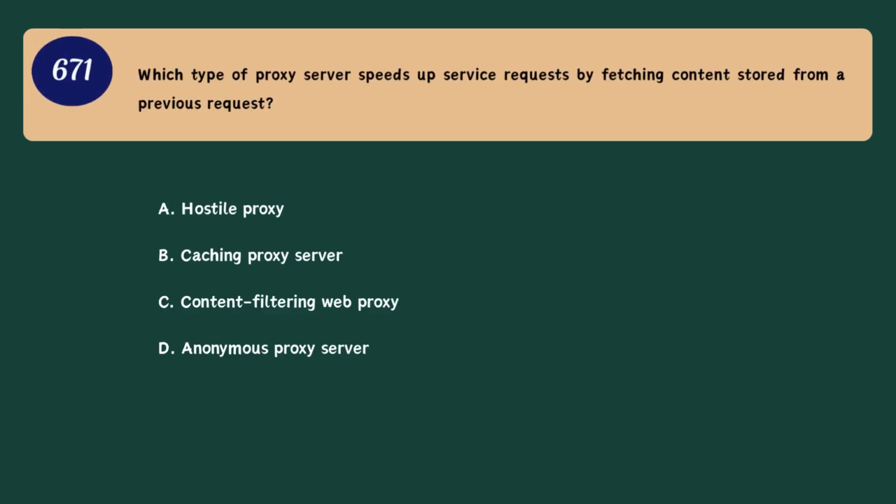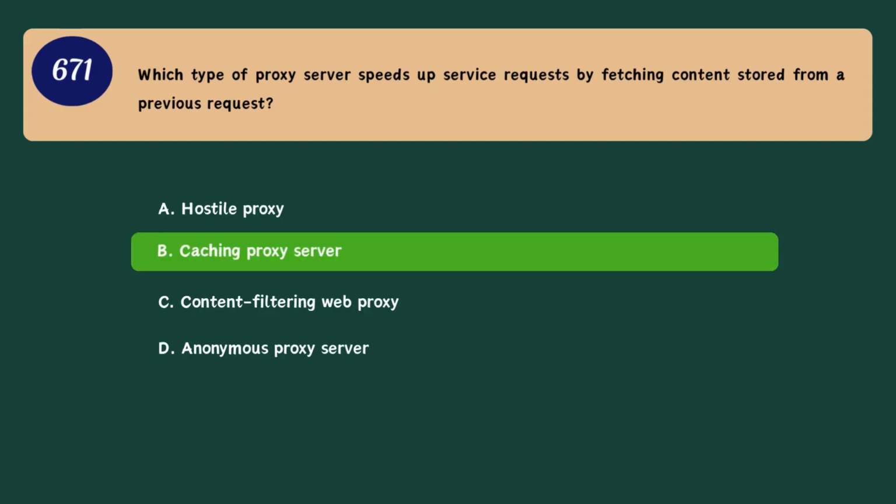Question 671. Which type of proxy server speeds up service requests by fetching content stored from a previous request? A. Hostile proxy. B. Caching proxy server. C. Content filtering web proxy. D. Anonymous proxy server. Correct answer. B. Caching proxy server.